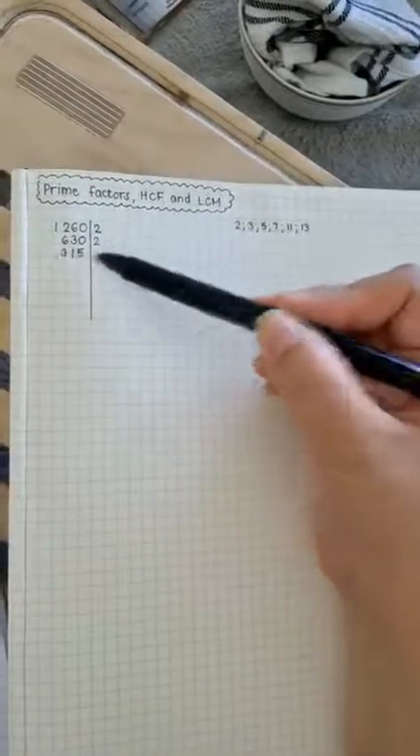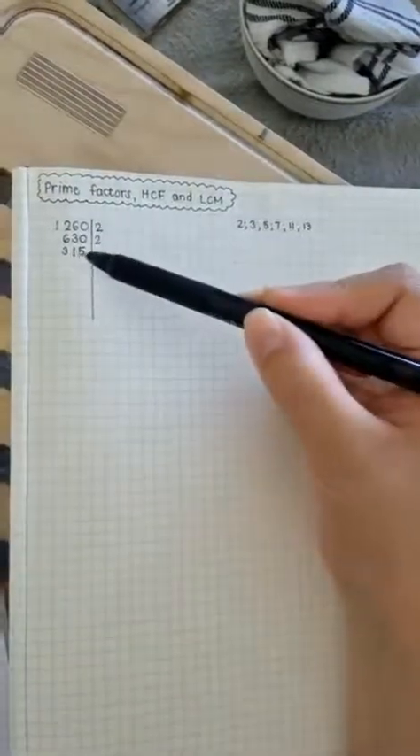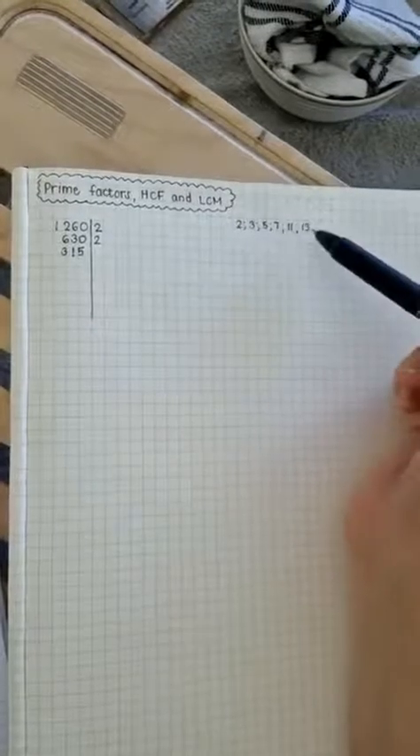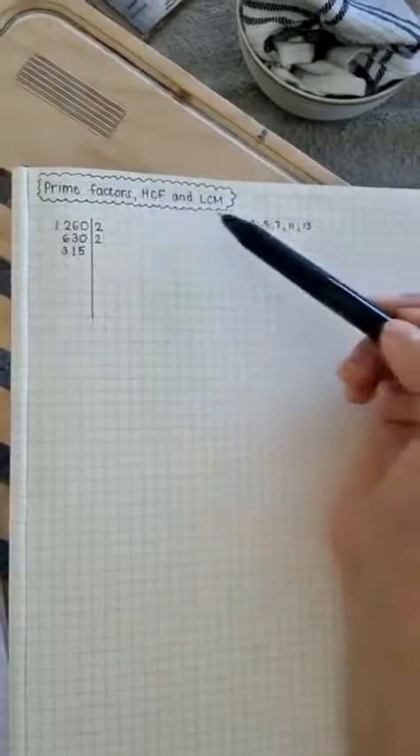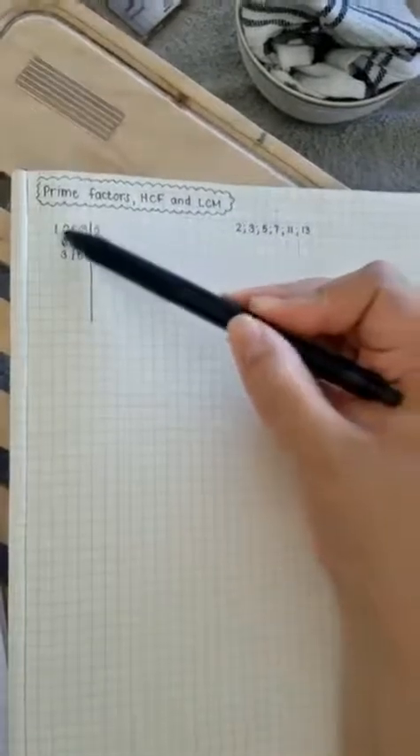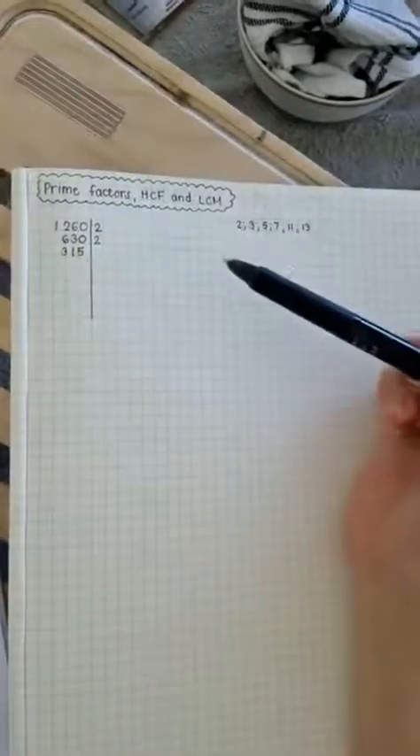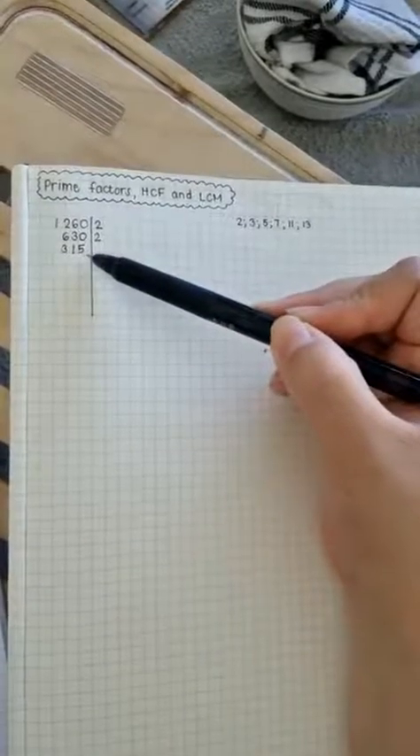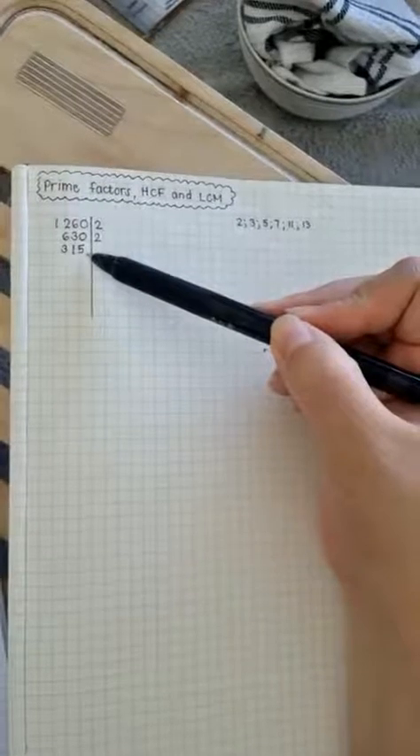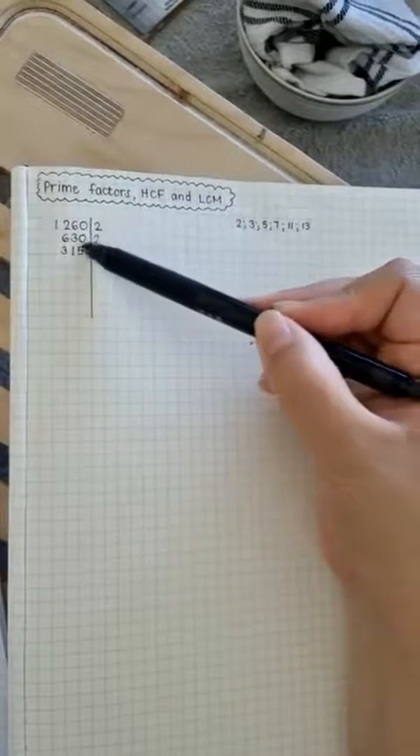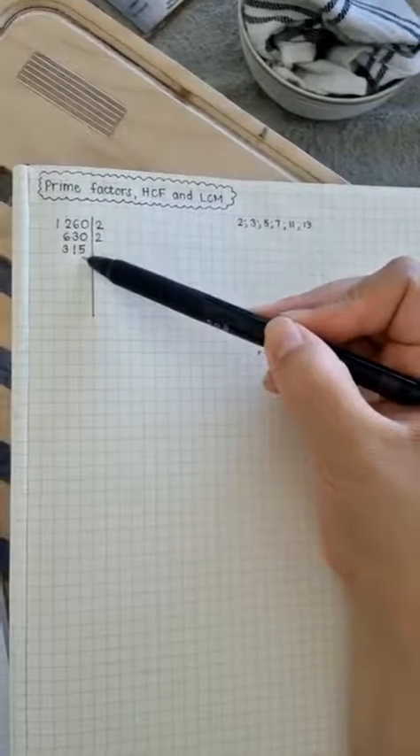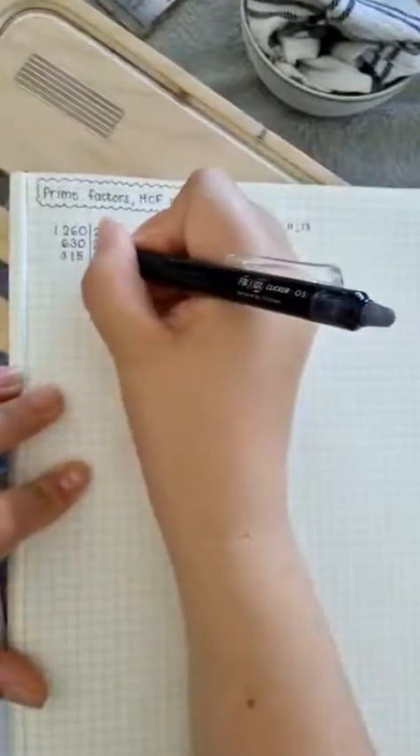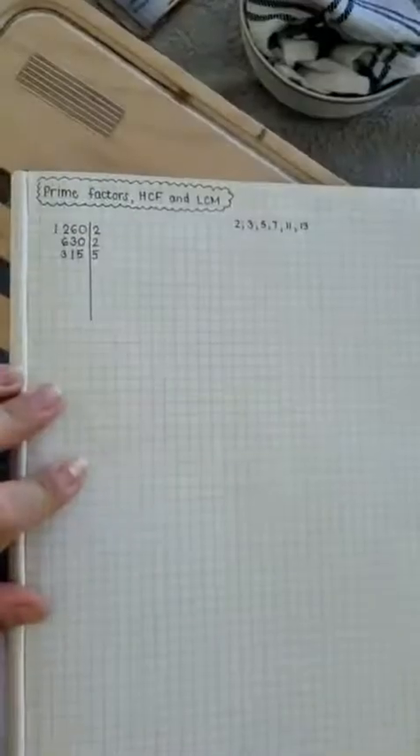Now this number is not divisible by 2 anymore, so we need to find another number that will divide into 315, and it has to be a prime number, right? We're trying to find the prime factors of this big number, 1260. So we can only work with prime numbers. You can use whichever one you notice first will go into this number, but because it ends on a 5, it's quite easy to see that this one is divisible by 5. If a number ends on a 0 or a 5, it is divisible by 5.